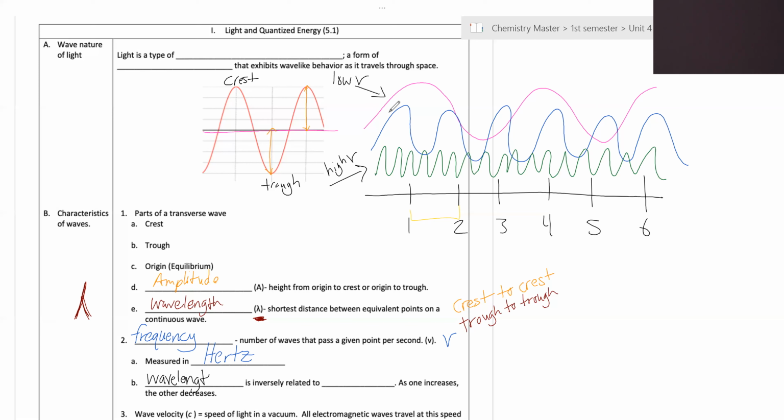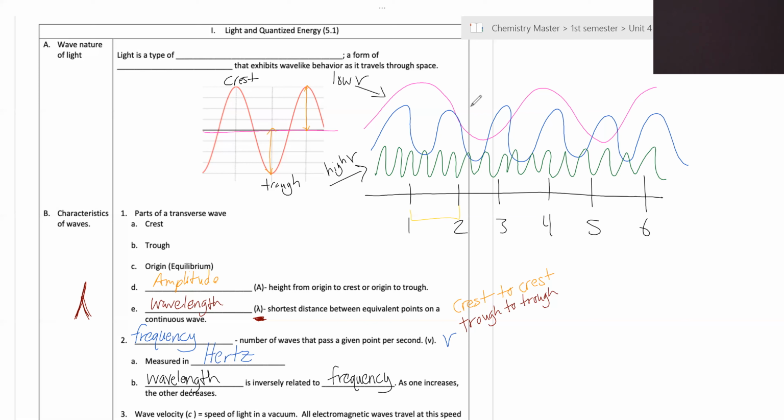Okay. And compare it to frequency. All right. The notes here said that they are inversely related, which basically means if one goes up, the other one goes down. So let's talk about wavelength again. We said from crest to crest or from trough to trough.